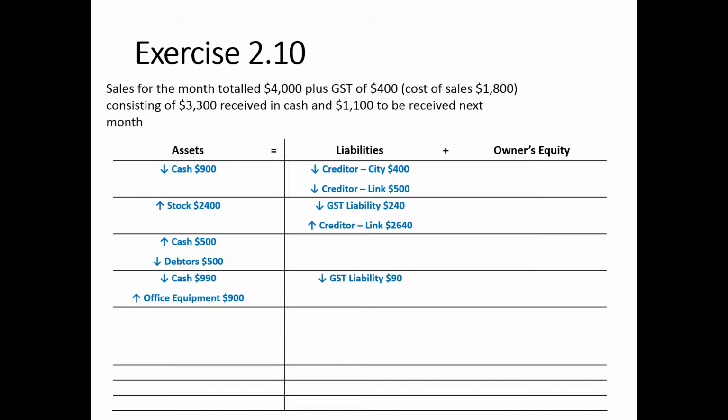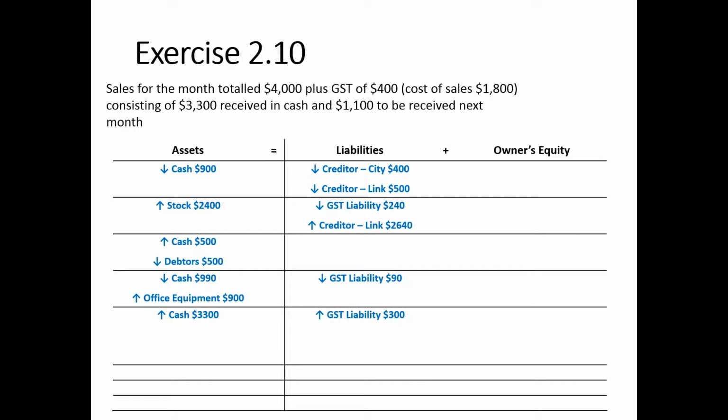Then we've got a sale. We're given total sales of $4,000 for the month plus GST, and total cost of sales $1,800. But we're going to actually break it into 2 amounts. $3,300 was received in cash, and $1,100 will be received next month, and the implication being that was made on credit. So first of all, let's deal with the cash. We've received $3,300. What's it for?